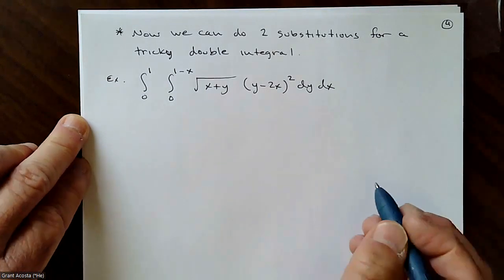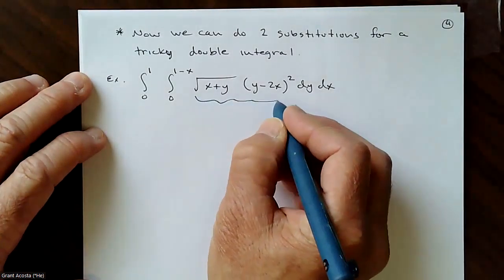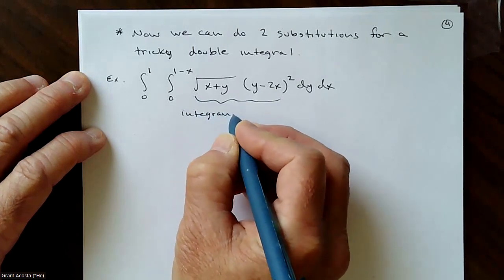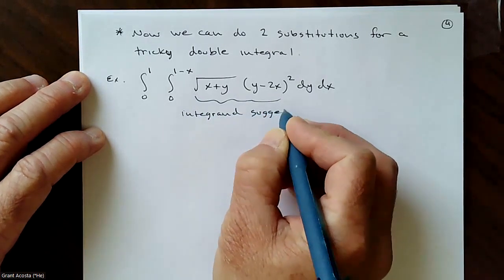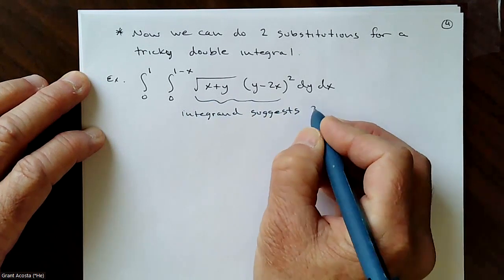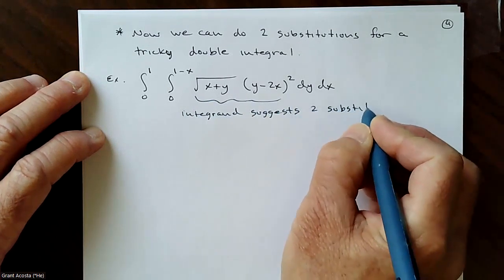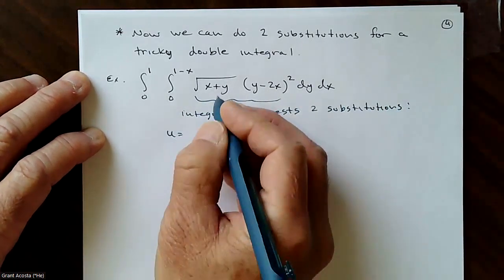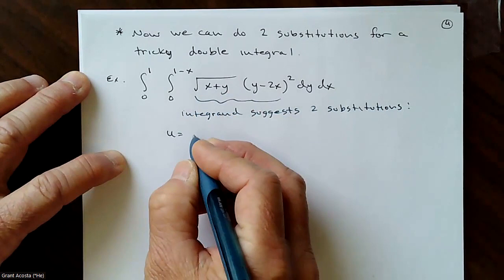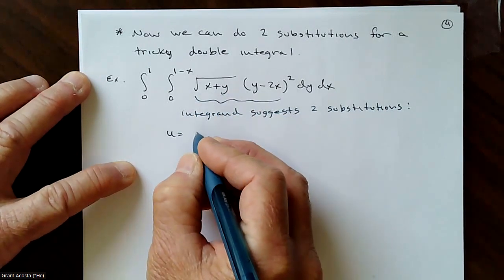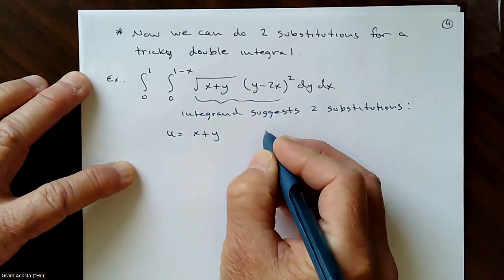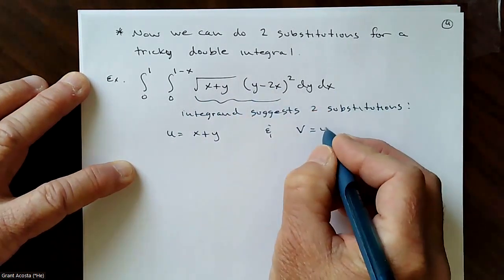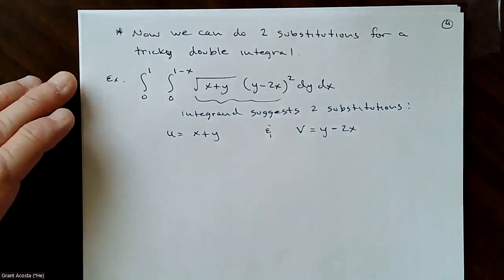So if we were thinking u substitution, just the integrand here suggests, actually, I'm seeing two substitutions, because now we can do that. One of them, normally your instincts with single integral substitutions, I would let u equal x plus y, and I can use a v for what's inside this one, v equals y minus 2x.